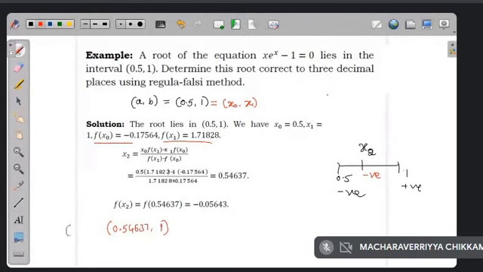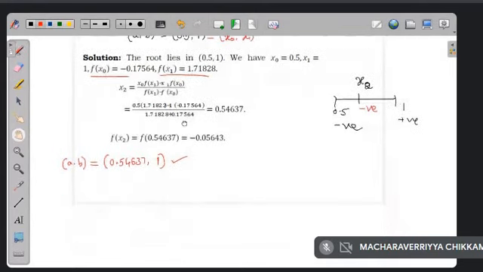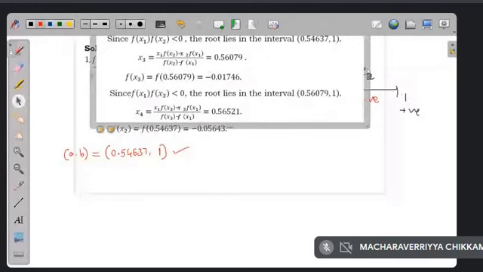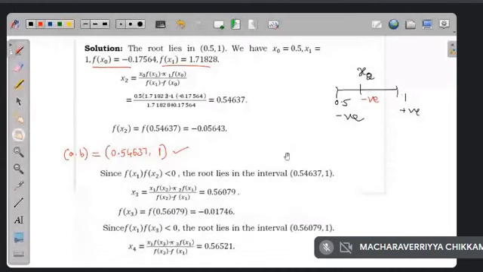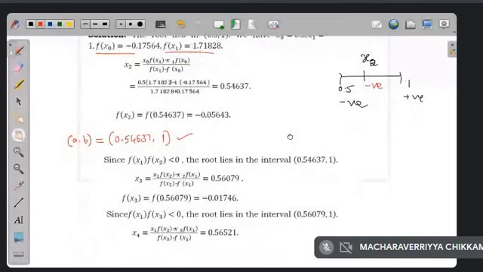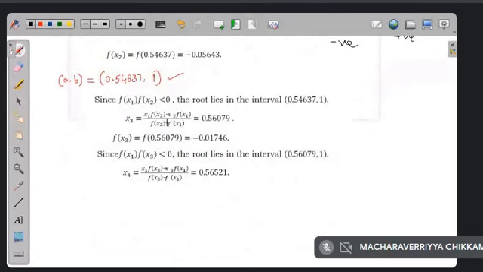Okay, now this is what our a comma b is. Alright. So now if you go for the next iteration, so here it is. The next iteration is this. So we can find f of x1 and x2 is equal, therefore this is the updated interval. Now use these updated values to find the next one.